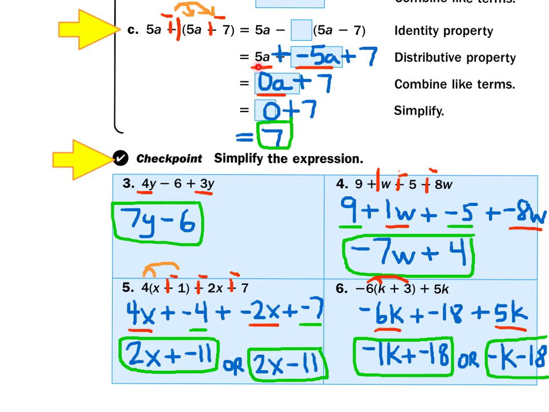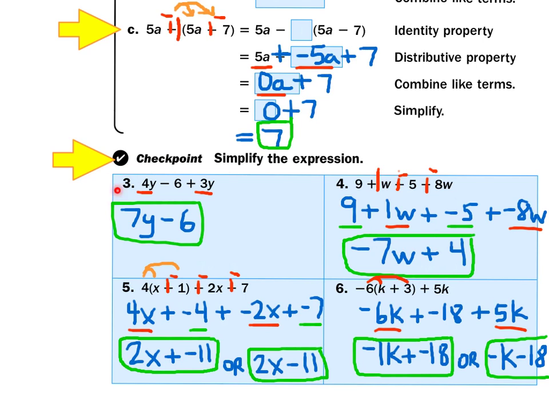Well, I match the things that match. So I see here's an a and here's an a. So 5a plus negative 5a actually makes 0a plus 7. Well, you're not finished here. What is 0 times anything? Isn't that 0? So I have 0 plus 7, and of course 0 plus 7 just gives me 7. So sometimes the variables destroy each other. That happens.